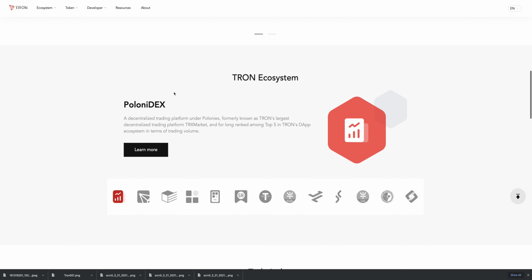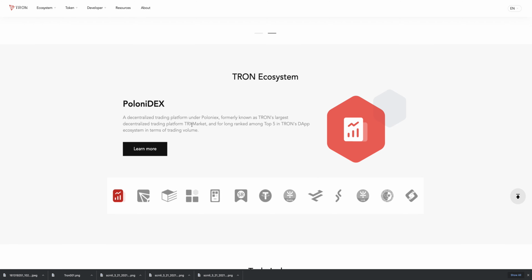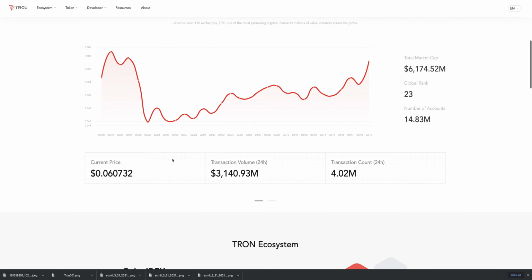Tron ecosystem. Now, what this is, it is a cryptocurrency. The symbol is TRX, okay? TRX is Tron. Now, currently, it is trading at 0.06 US dollars. That's 6 cents, okay? It'd actually be 0.060732. That means that it's worth just around 6 cents on the dollar, okay? As far as its value, that doesn't sound like a lot.